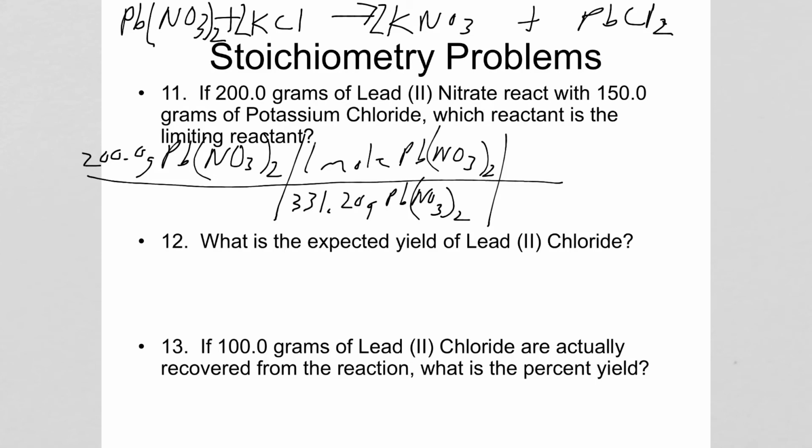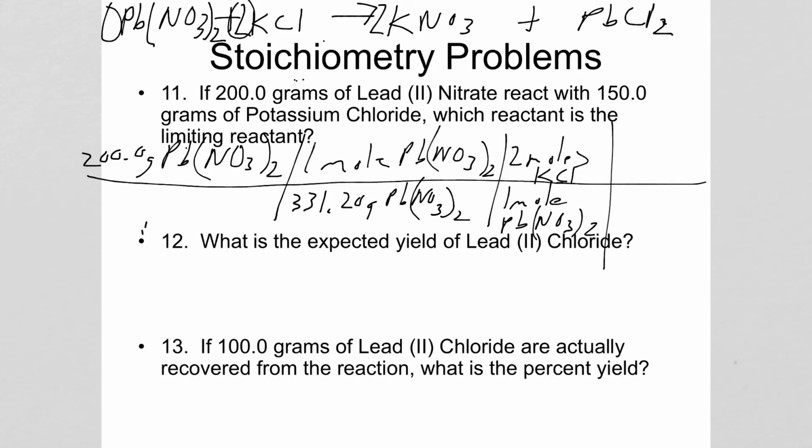Alright, so let's do a mole ratio. We're trying to figure out how much potassium chloride we need to be in stoichiometric proportions with 200 grams of lead nitrate. So our mole ratio here between lead nitrate and potassium chloride is 1 to 2. So 1 mole here, and that's 1 mole of lead 2 nitrate. For every 1 mole of that you use, you need 2 moles of KCl.